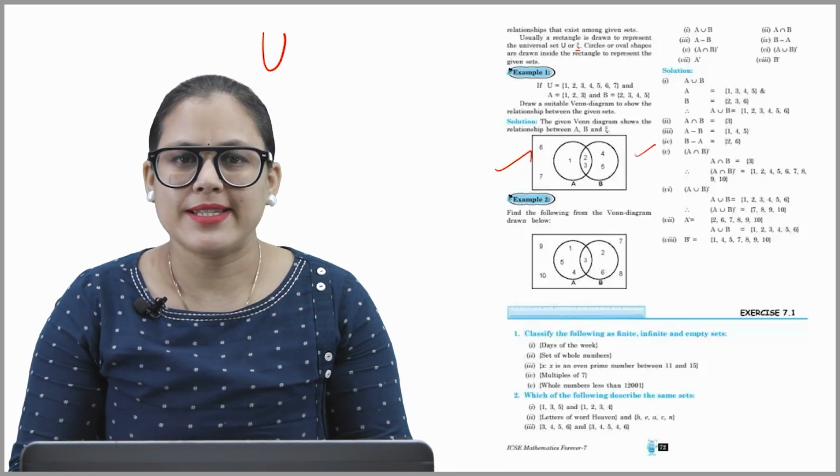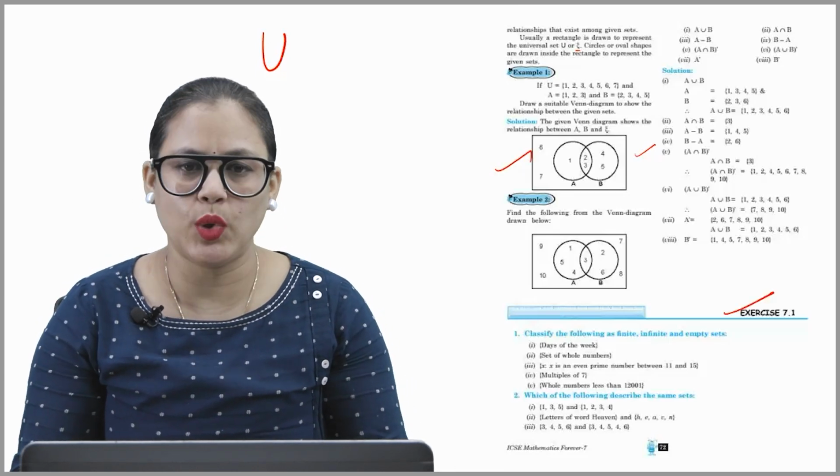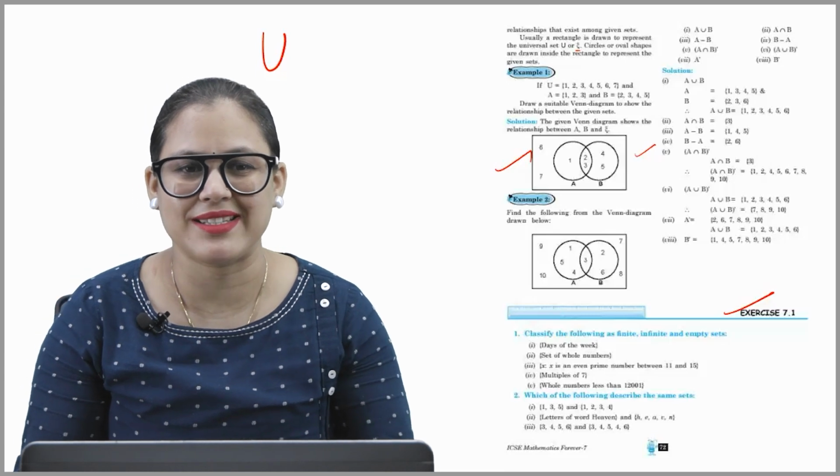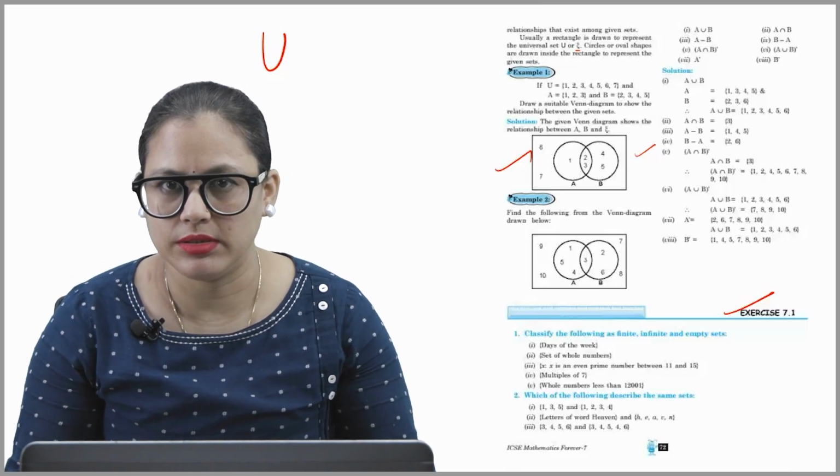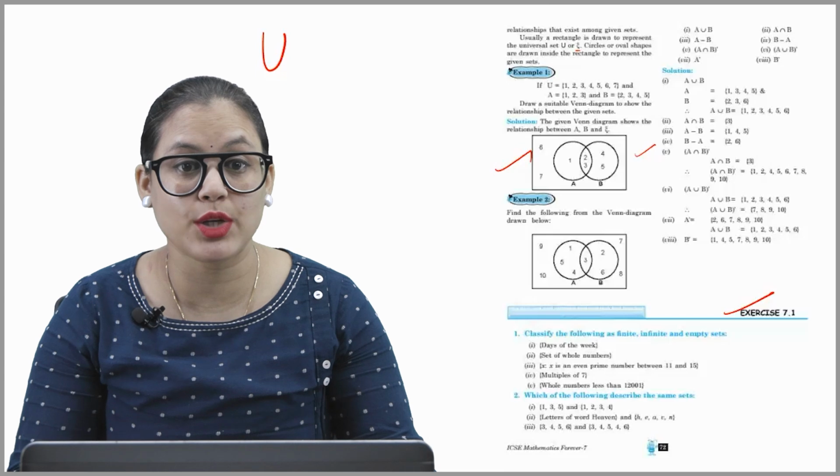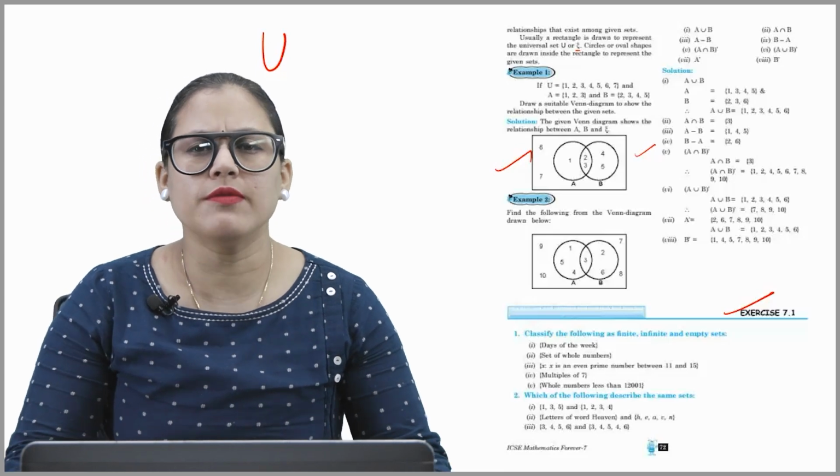Exercise 7.1: we have to classify the following as finite, infinite and empty sets. Number 1, days of the week. Days of the week are finite, and the set of whole numbers is infinite.